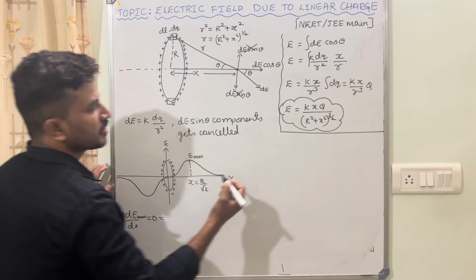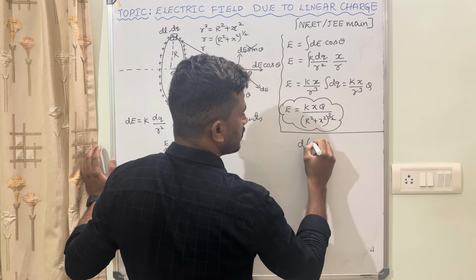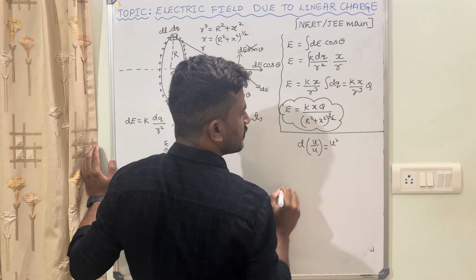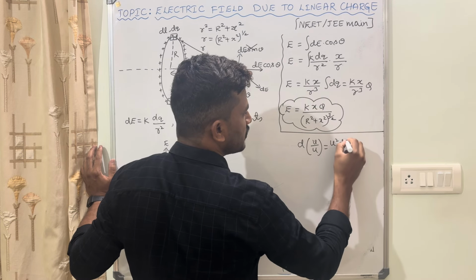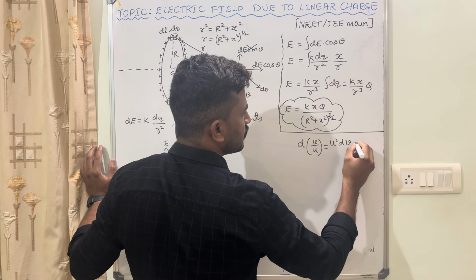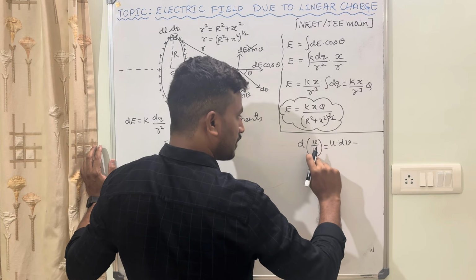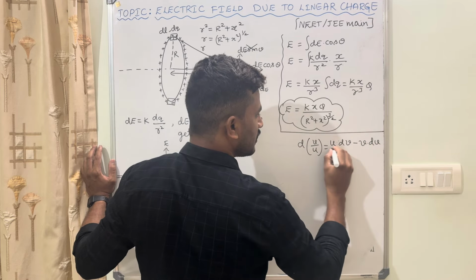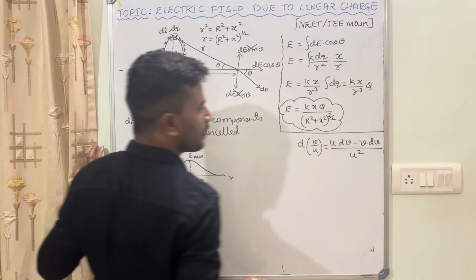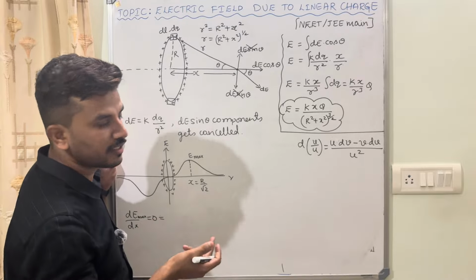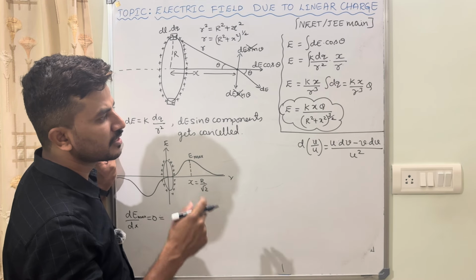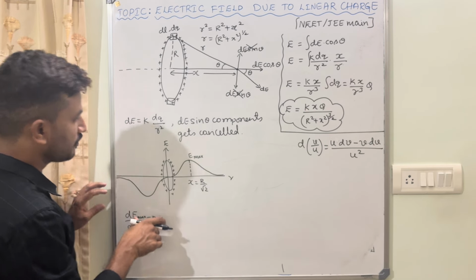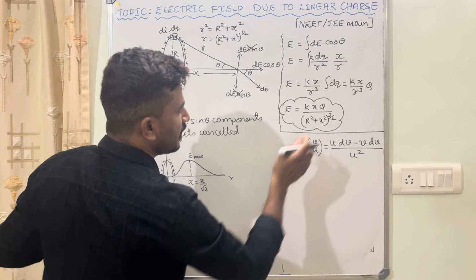What is the quotient rule? You must have studied it. If you have not, please learn it. That is the V by U method: denominator into differentiation of numerator minus numerator into differentiation of denominator, divided by denominator square. Now if I differentiate this in that way, k and q are constants.